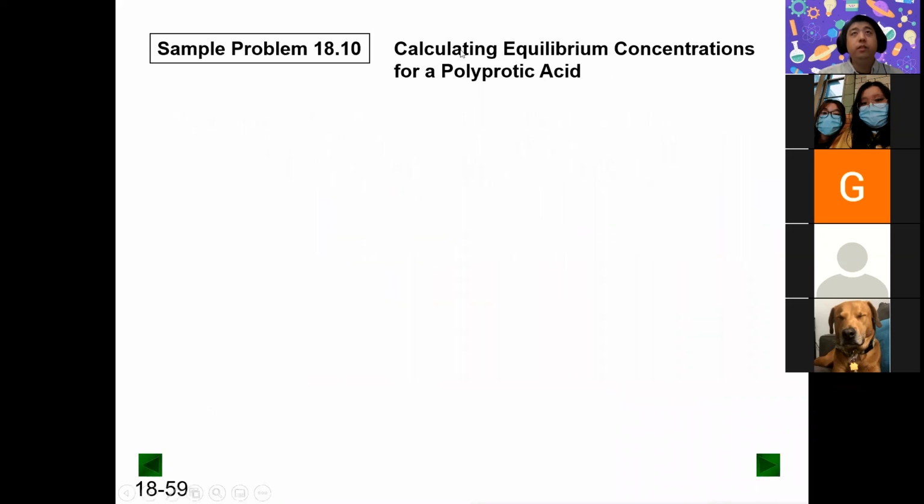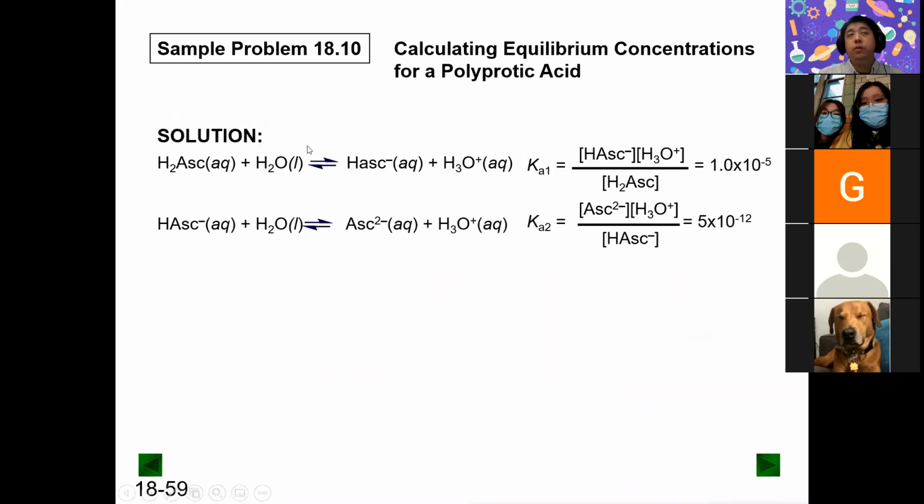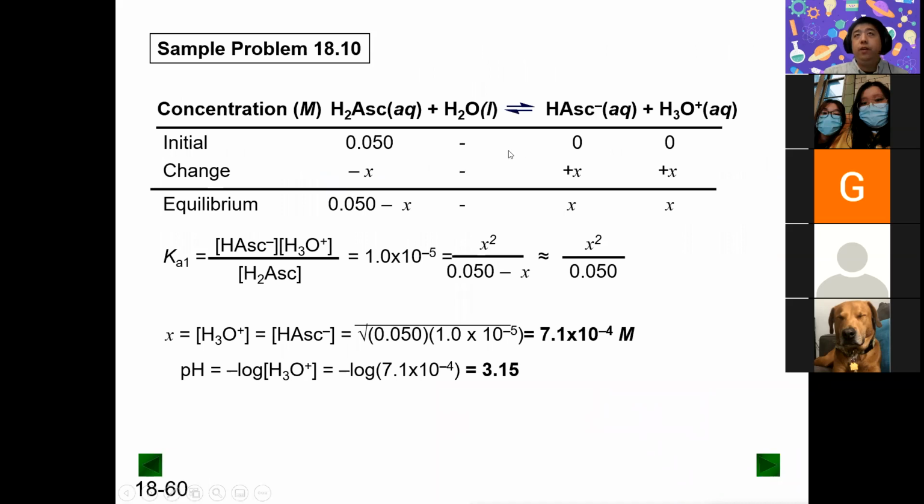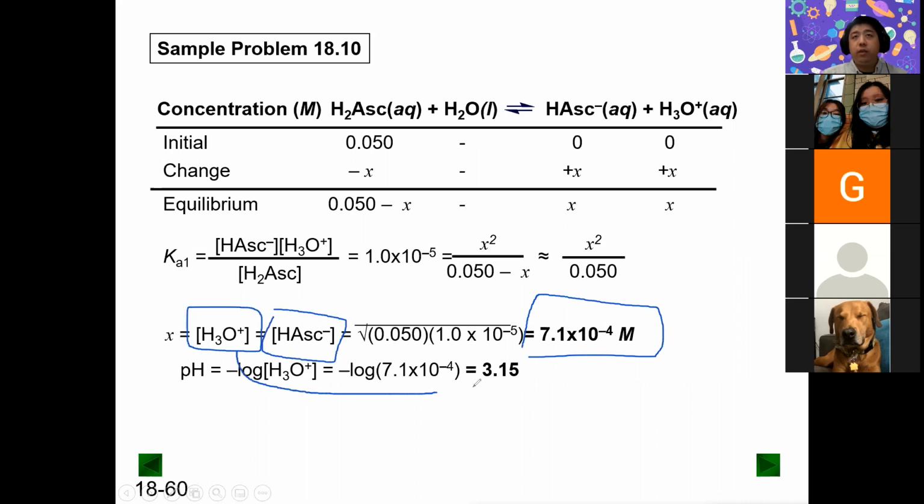Okay. So just to show you the visuals of what they do, they set up both Ka1 and Ka2. These are how you dissociate each of these hydrogens, okay? We're going to focus on that first equation right here. 0.05 minus x, we get rid of the minus x over here. You do the square root, you find out the concentration of this first one is 7.1 times 10 to the negative 4. That is equal to this and equal to this. And then you do the pH of that, you get this value right here. Okay, so you have the pH again, you have this concentration, you're good to go.